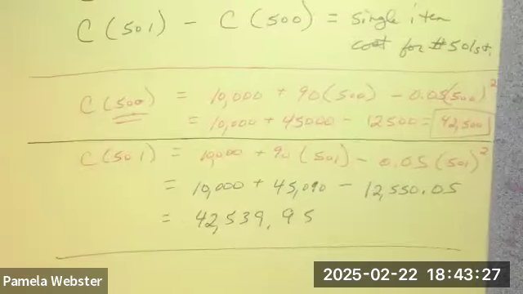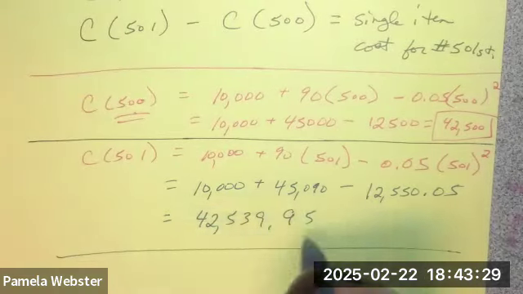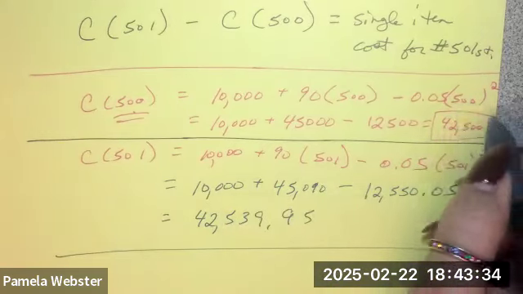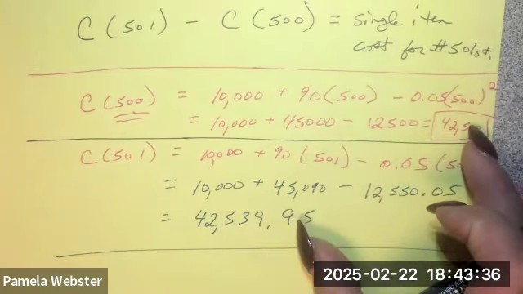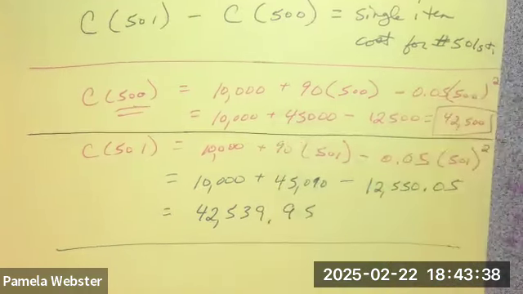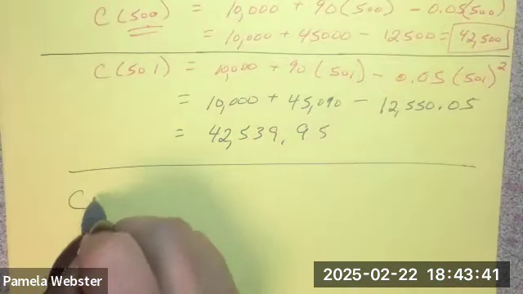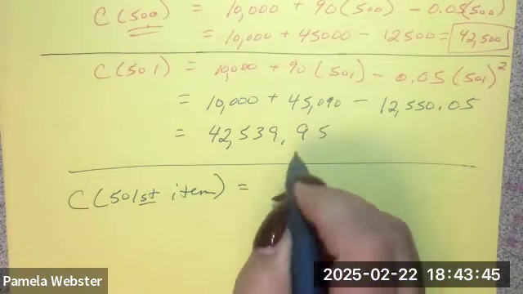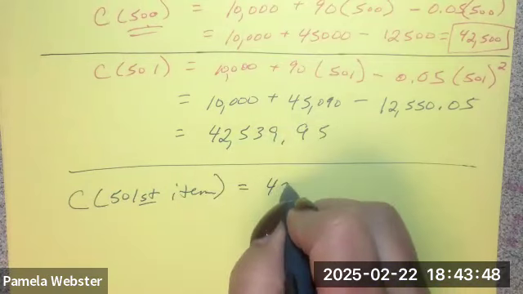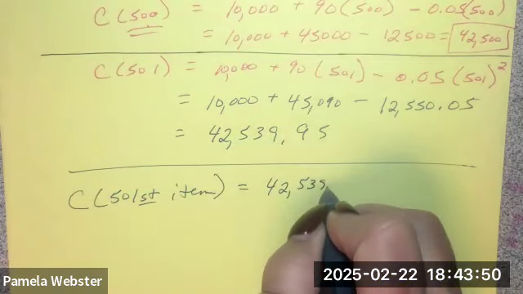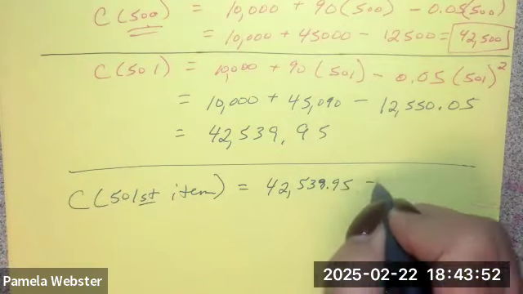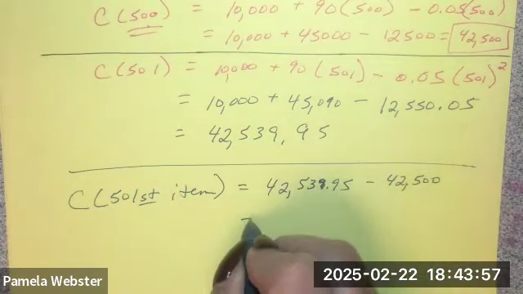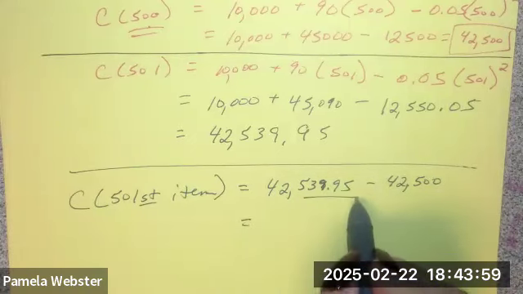So what we're saying here is if we take the cost of making 501 of these and subtract the cost of making 500 of these, the difference is going to be exactly the cost of the 501st guy, right? So the cost of the 501st item all by itself is the cost of the 501 minus the cost of the 500. That'll give me a little gap in there, and I can even do this all by myself, right?